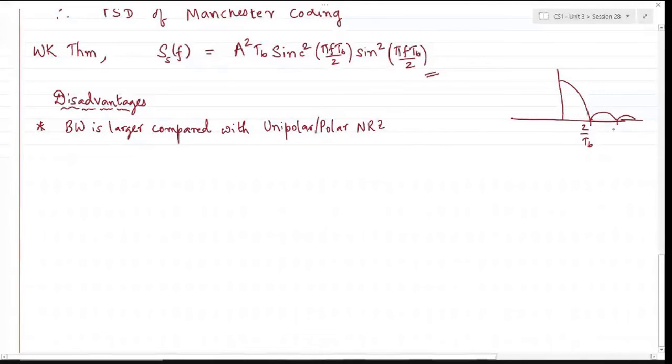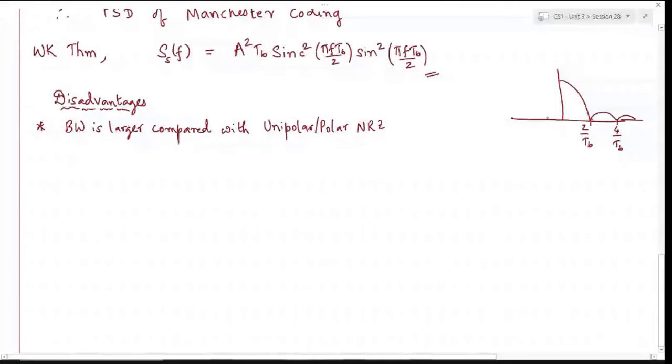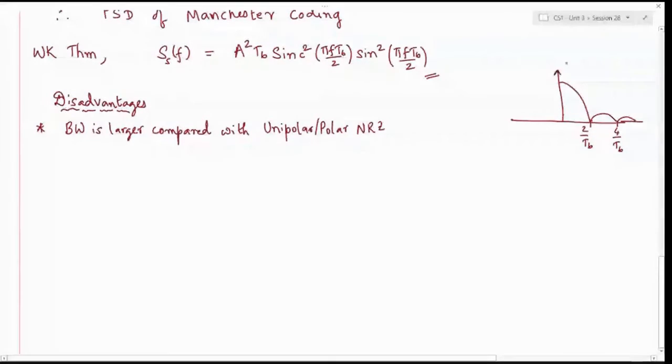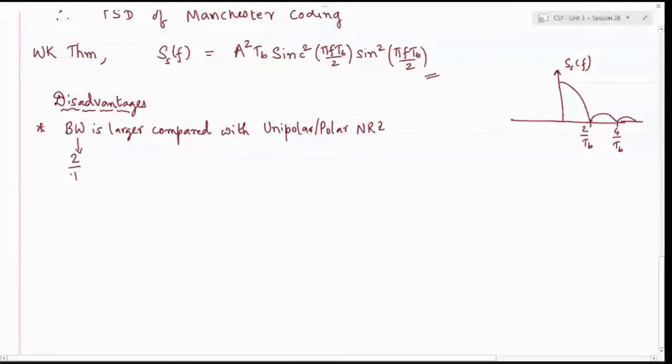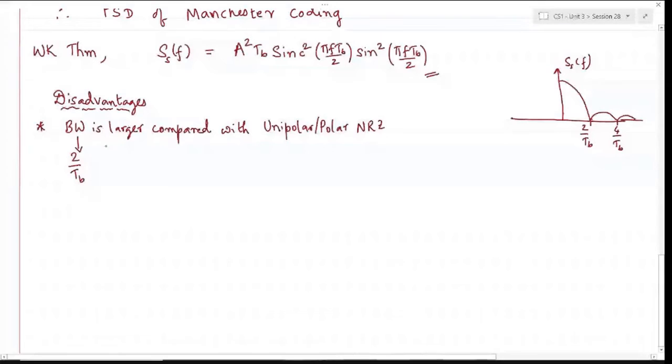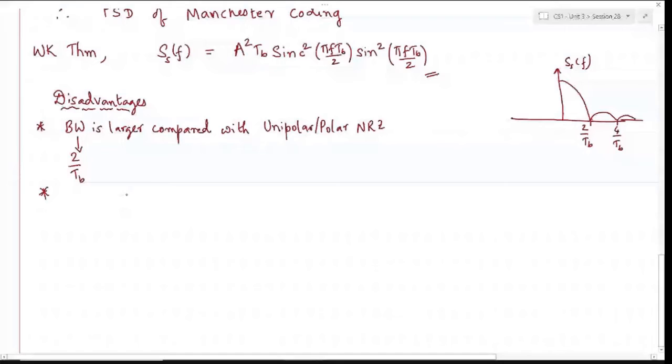Okay, so the majority of the content of the power spectral density will be occupied within the bandwidth of 2 over Tb, and hence this bandwidth is actually twice the bandwidth that we had seen for unipolar or polar NRZ. So compared to those schemes, the bandwidth is double. Okay, so that's one of the drawbacks.